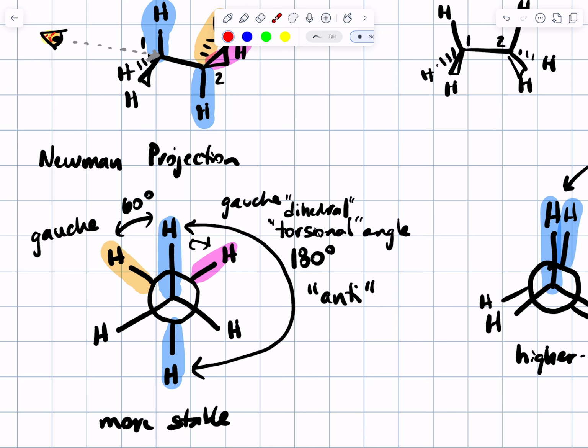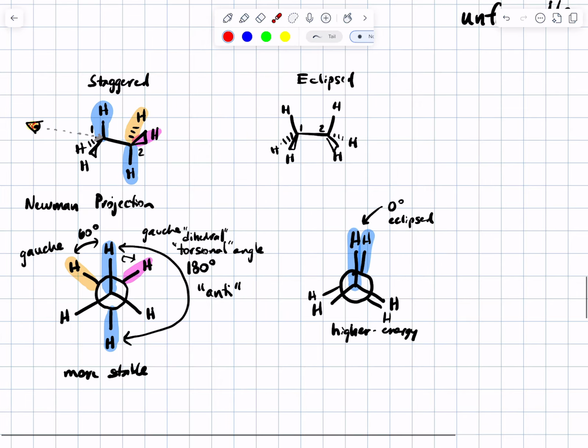Okay, and the fact that the staggered conformation is more stable than the eclipsed is an example of torsional strain.